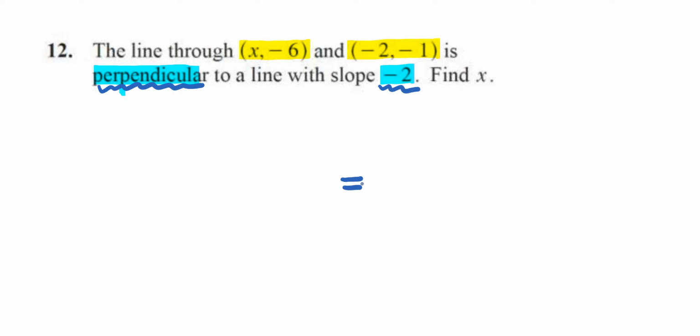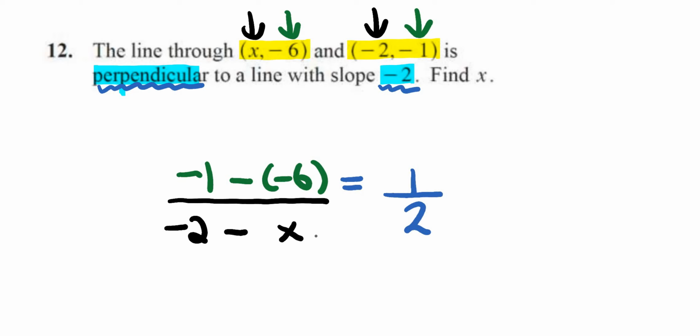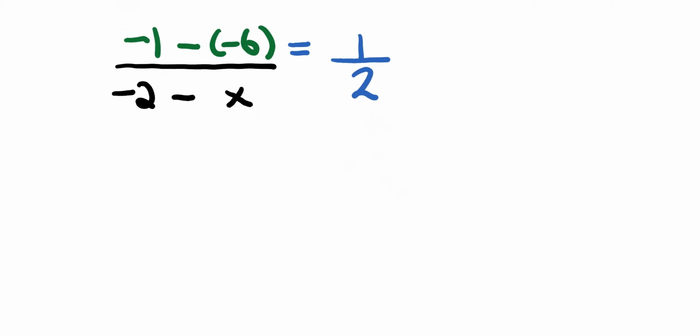So since it's negative 2, the opposite reciprocal of that is going to be 1 over 2, positive 1 over 2. And then I need a slope expression on the left-hand side with my coordinates in yellow. So that's going to be y2, which is negative 1, minus y1, which is negative 6, all divided by x2, which is negative 2, minus x1, which is x. And now we're solving this equation.